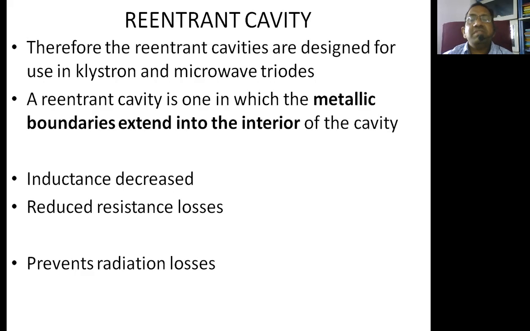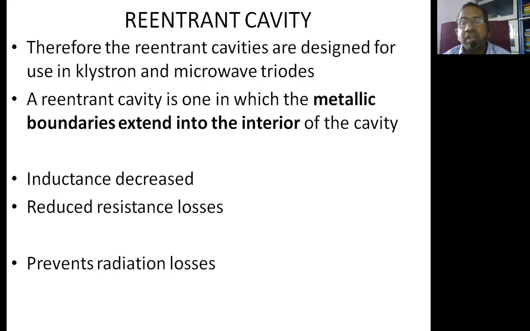Now, next one is the reentrant cavity. Why is it called a reentrant cavity? Same answer once again. The electrons are reentering into the cavity. Because of that reason, we call it a reentrant cavity. Therefore, the reentrant cavity is designed for use in klystrons and microwave triodes. A reentrant cavity is one in which the metallic boundaries extend into the interior of the cavity. Because of this construction only, we are able to pick up the RF output signal, which is in the microwave frequency range.